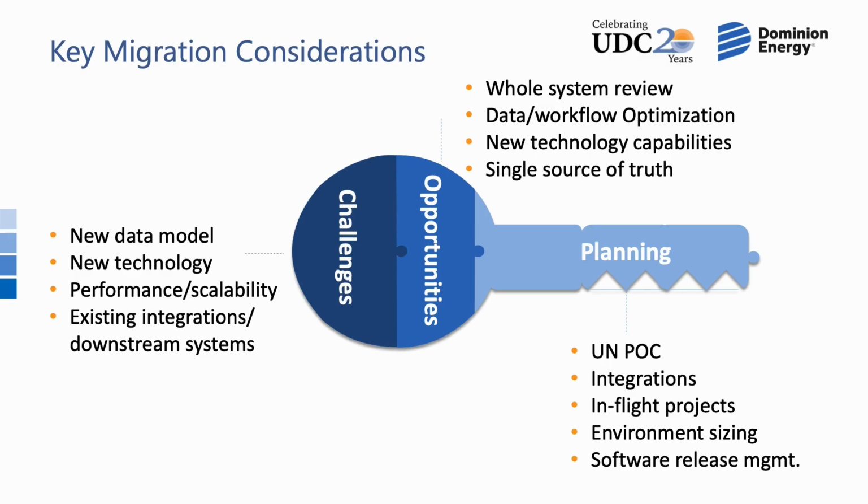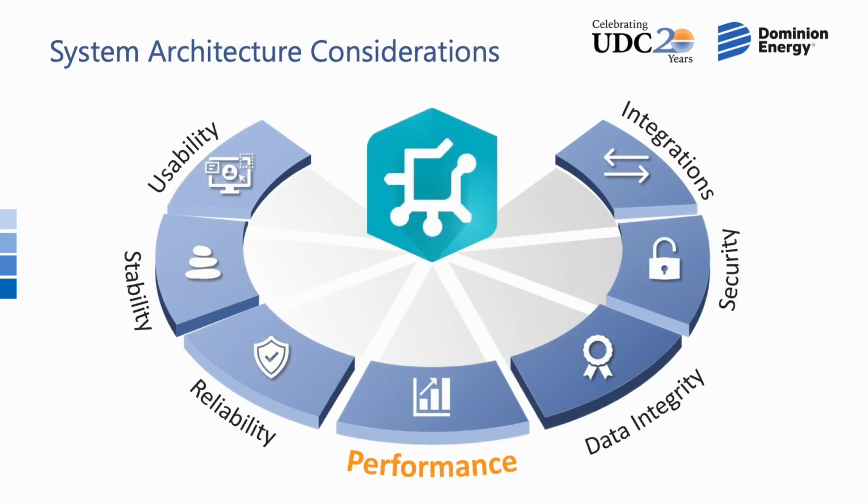Then comes the system architecture. We considered the following factors for our system architecture: usability, scalability, reliability, performance, data integrity, security, and integrations. I will go with performance first. Performance is a key point for our implementation. If our system performance is not good, users will not adopt it and users will not be happy with the system. So to make a good performance system, we are trying to size our environment.